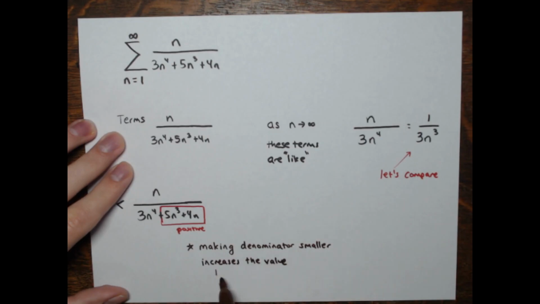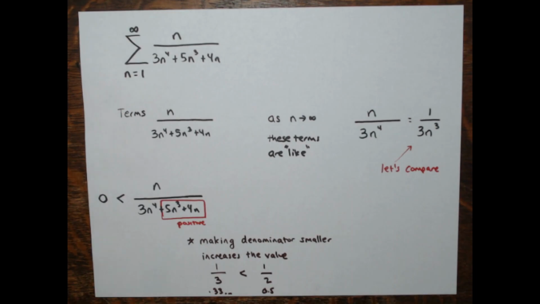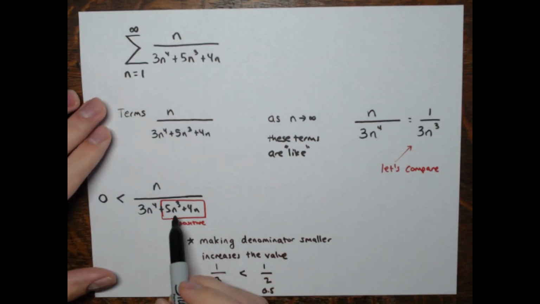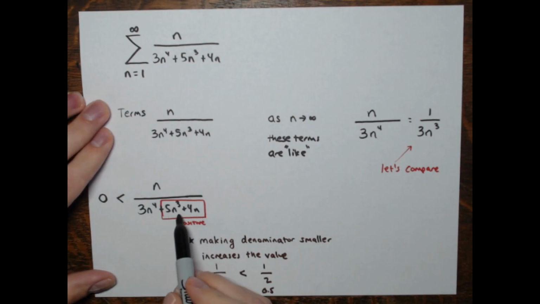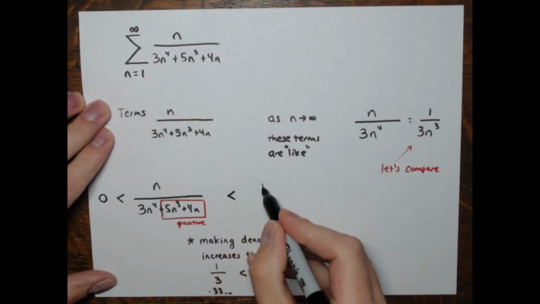For example, if I take 1/3, this is 0.3 repeating, right? 0.333. If I make the denominator smaller, make it 2 instead of 3. You see how this is 0.5? That's bigger. So that's just one little example. So if I do that, these are positive terms. If I take them away, I make the denominator smaller, which will make this bigger.